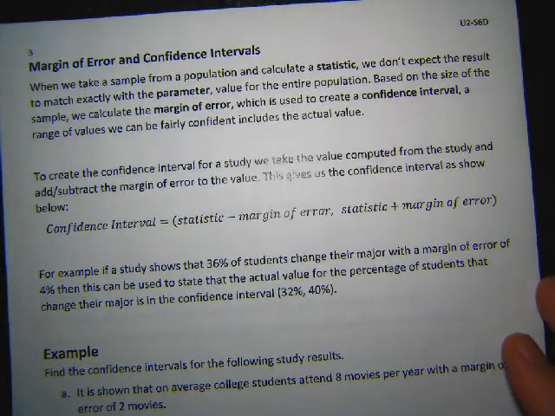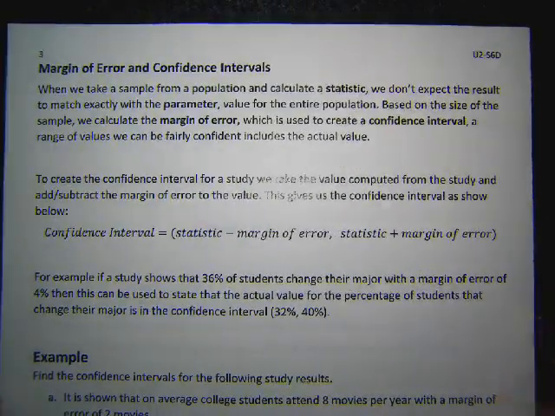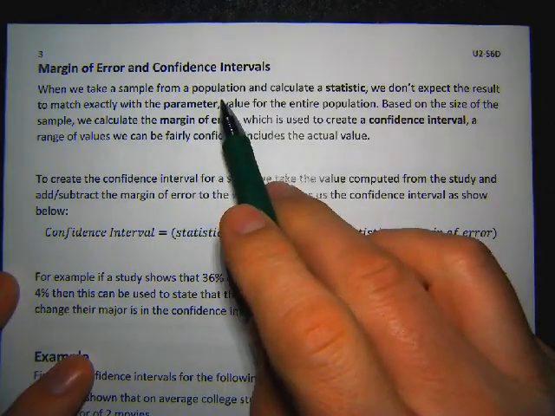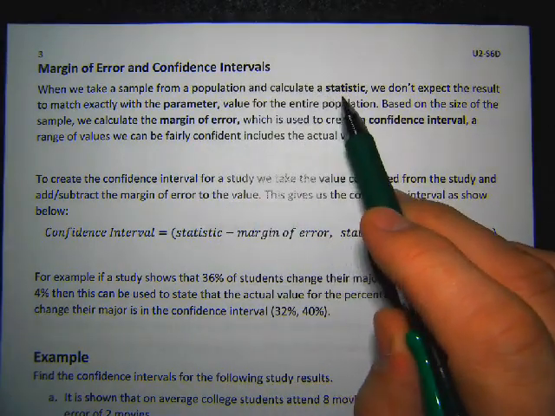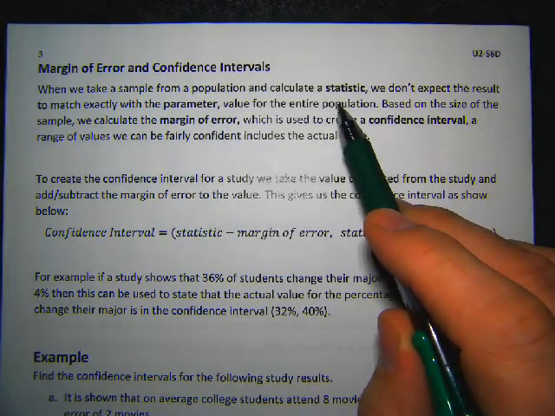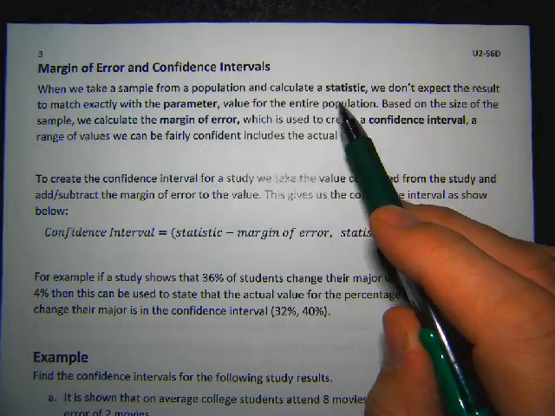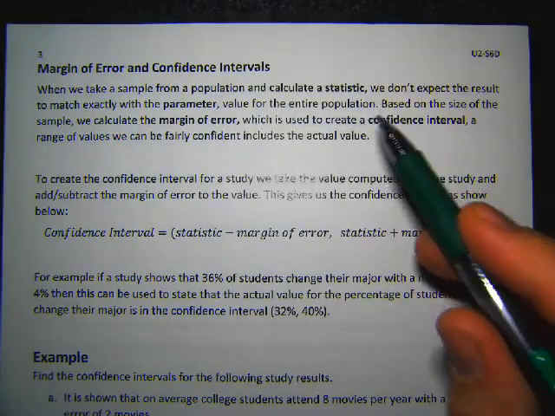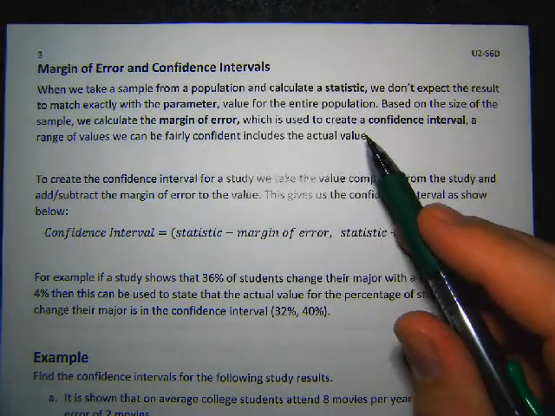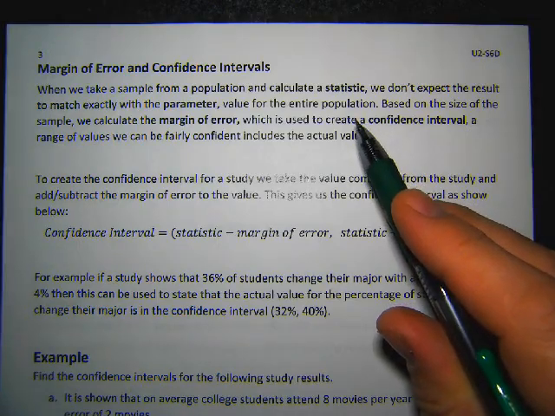Okay, next part of this is dealing with margin of error and confidence intervals. Like we mentioned, we take a sample from a population and we calculate what's called a statistic. So the statistic is going to be like the mean or the percentage. It's the value we calculate from that sample group. So when you take a sample of high school kids and you find their average weight, that average weight would be the statistic.